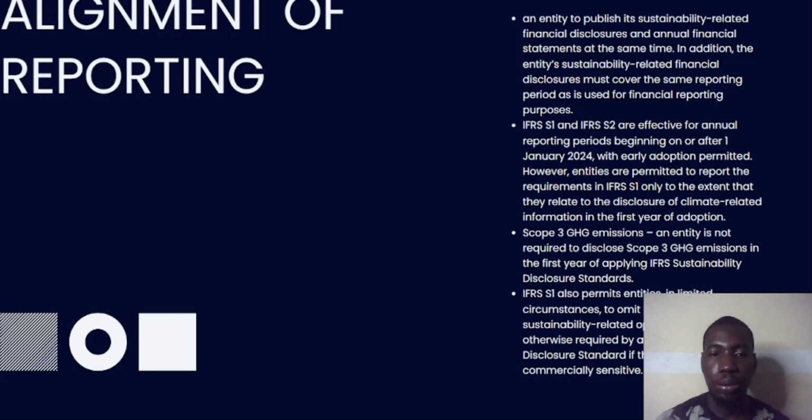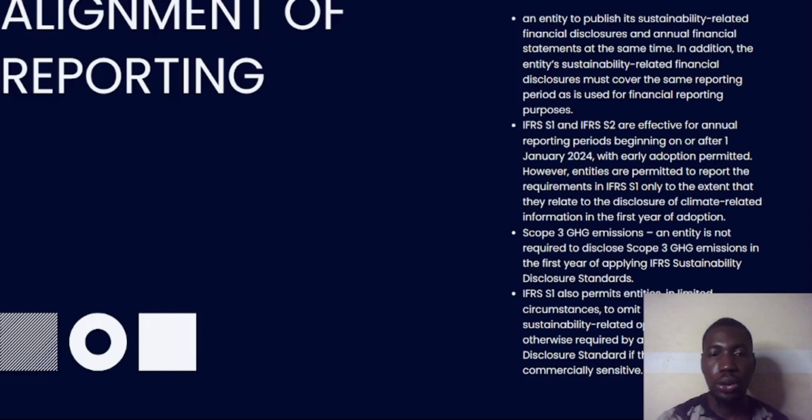So with early adoption permitted, however, entities are permitted to report requirements in IFRS S1 only to the extent that they relate to the disclosure of climate-related information in the first year of adoption. This means an entity may only disclose climate-related info in its IFRS S1 in the first year of adoption while applying the requirements of IFRS S1. So the entity is still reporting both standards, but IFRS S1 will be limited to climate-related information.